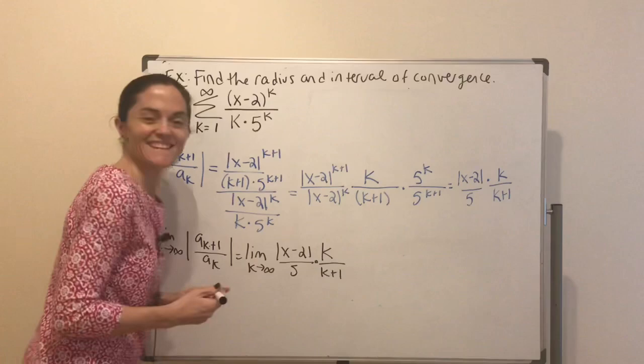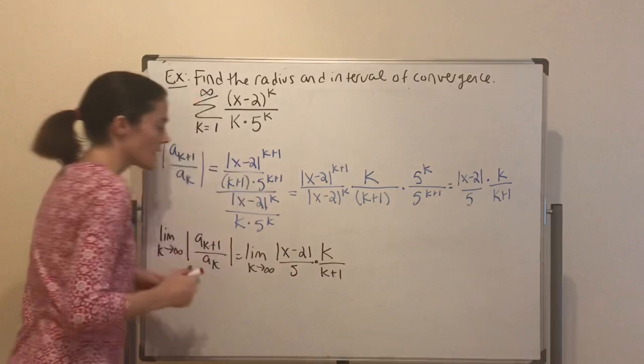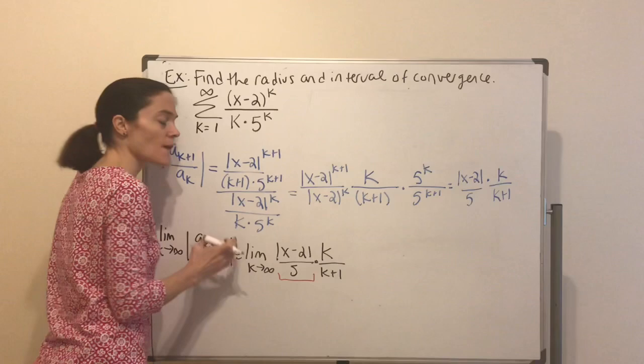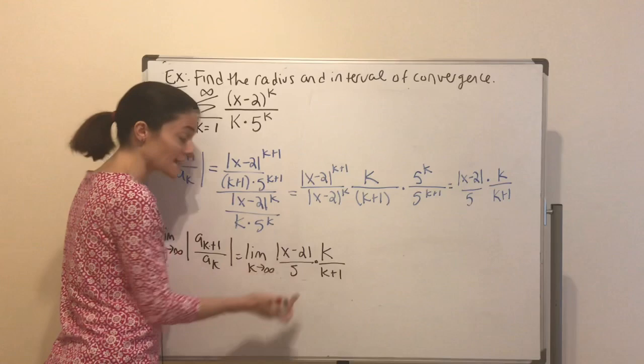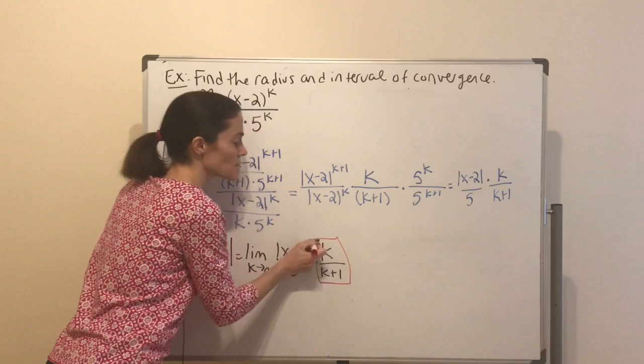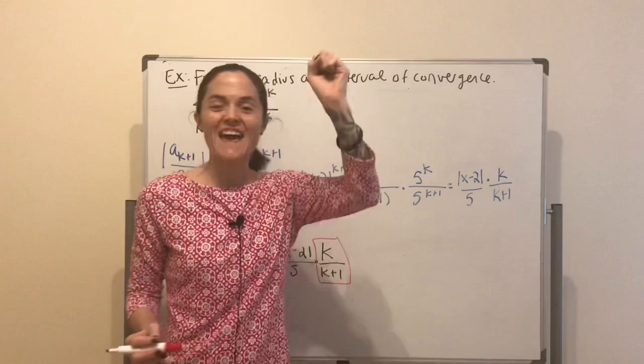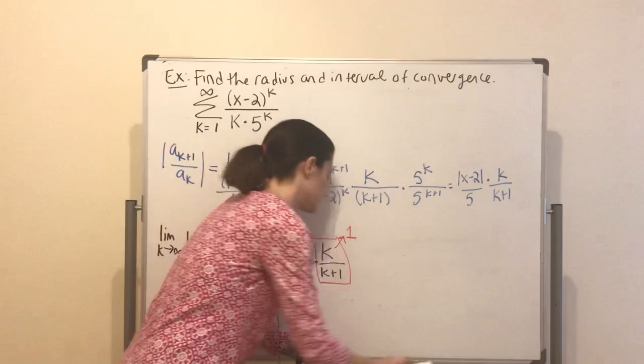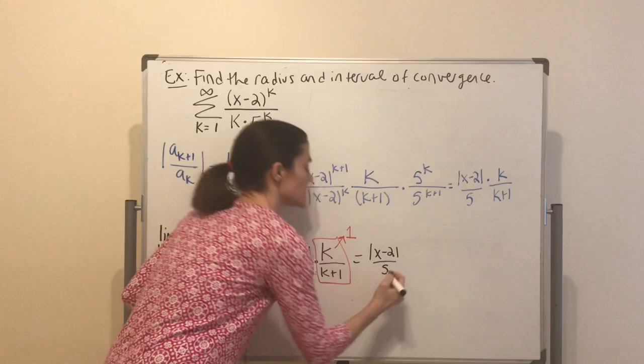Well, just like in the last example, this part here has no k in it. The only thing varying with k is this term. You could factor it out of the limit if you wanted to write that step, but I will just think about this as being a constant with respect to k. So this term is all I really need to think about for the limit: k over k plus 1. As you go to infinity, this goes to 1. So then this limit is like this. Now I'm using the ratio test.